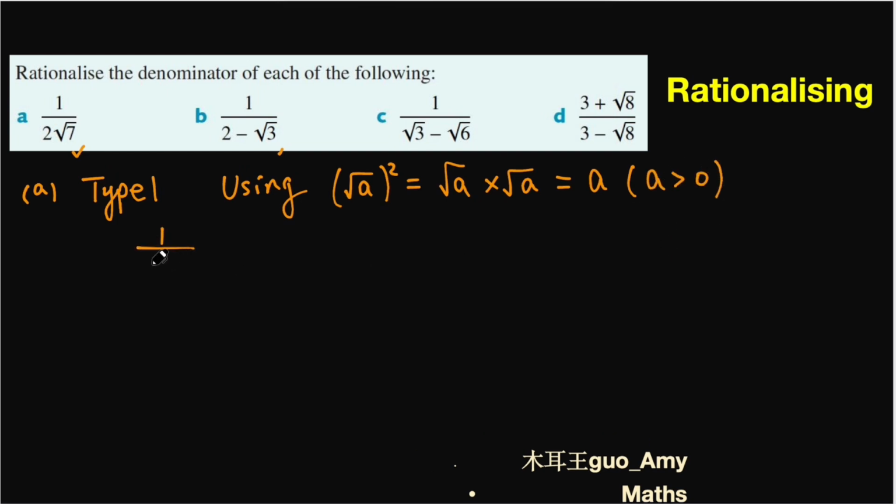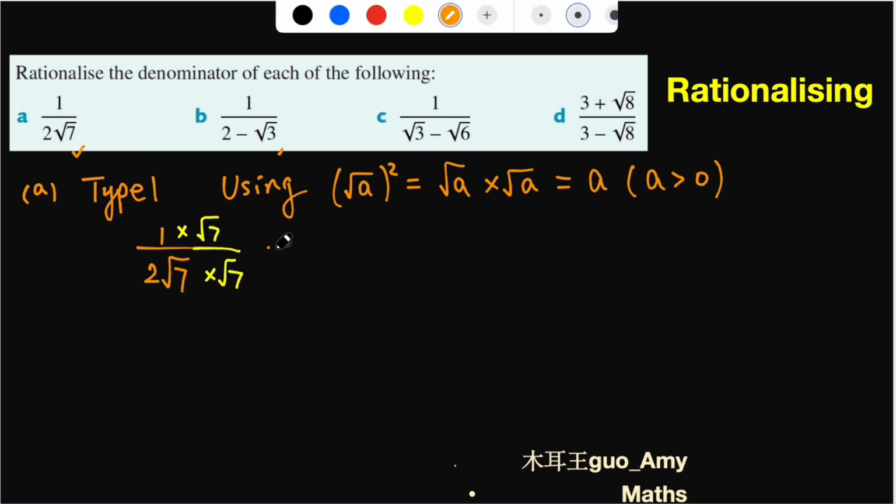Therefore, we are going to use root 7, both top and bottom, multiplied by root 7. Then the denominator will become 2 times 7, and the numerator is root 7. Therefore, the result is root 7 over 14.